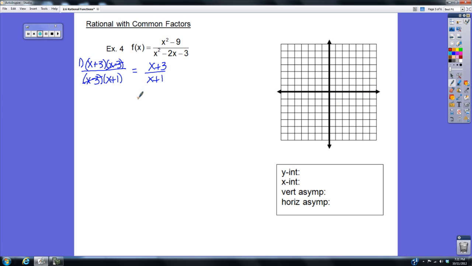Before I go any further, you need to be aware that canceling out these x minus 3's is going to cause a situation with our graph. There will be a big gaping hole in our graph where we marked out this common factor. There will be a hole at the 0 of the common factor.